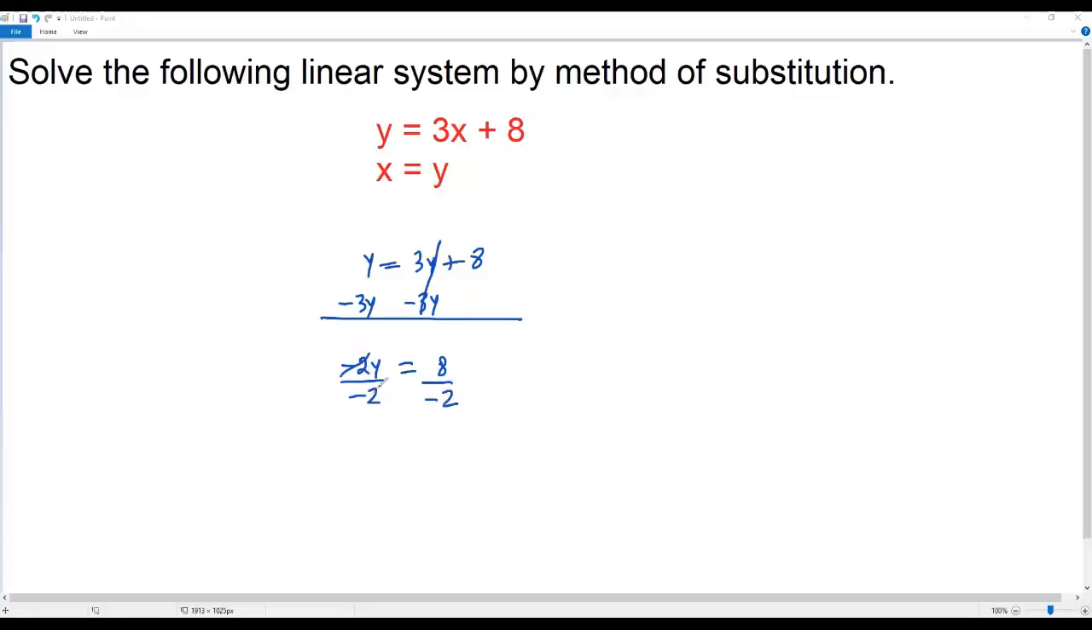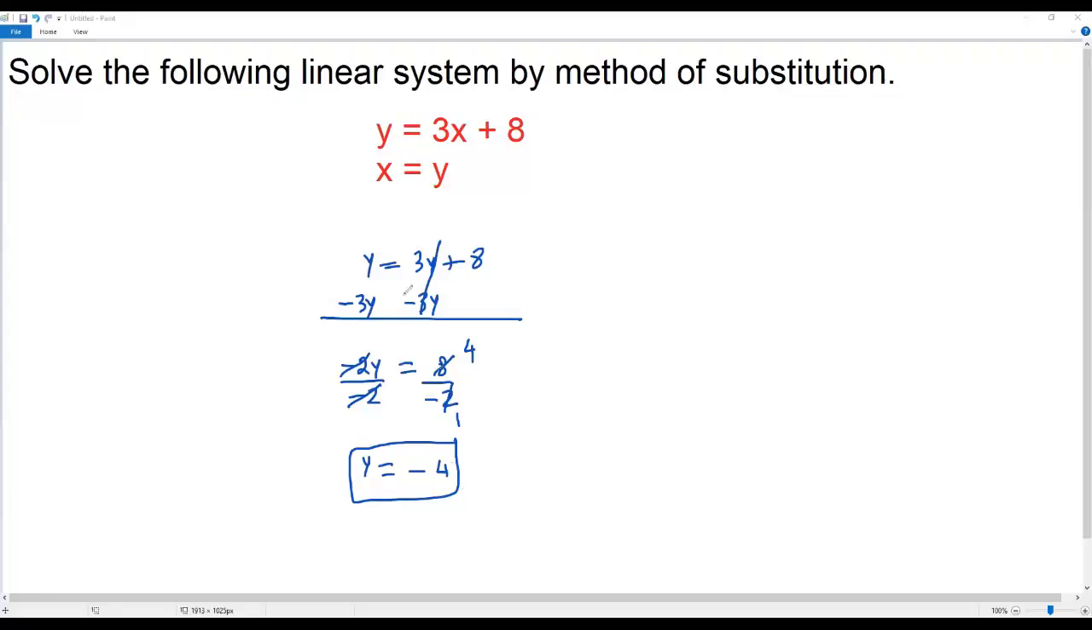So this negative 2 will cancel out. I just get y here, and this negative can be taken over here. 2 goes into 2 one time, and 2 goes into 8 four times. So we get y equals negative 4. Now I have solved for y.